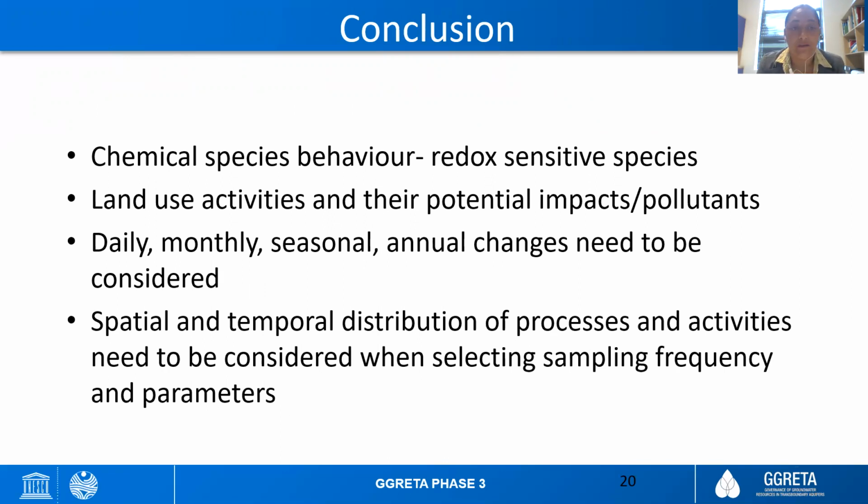In conclusion, chemical species behavior, for example redox sensitive species, needs to be taken into account. Land use activities and the potential impacts of pollutants need to be taken into account. Once you know the species behavior, or you've identified the likely species in your area based on land use or your natural systems, daily, monthly, seasonal, and annual changes need to be considered. Also, the temporal and spatial distribution of processes and activities need to be considered when selecting your sampling frequency and your parameters.